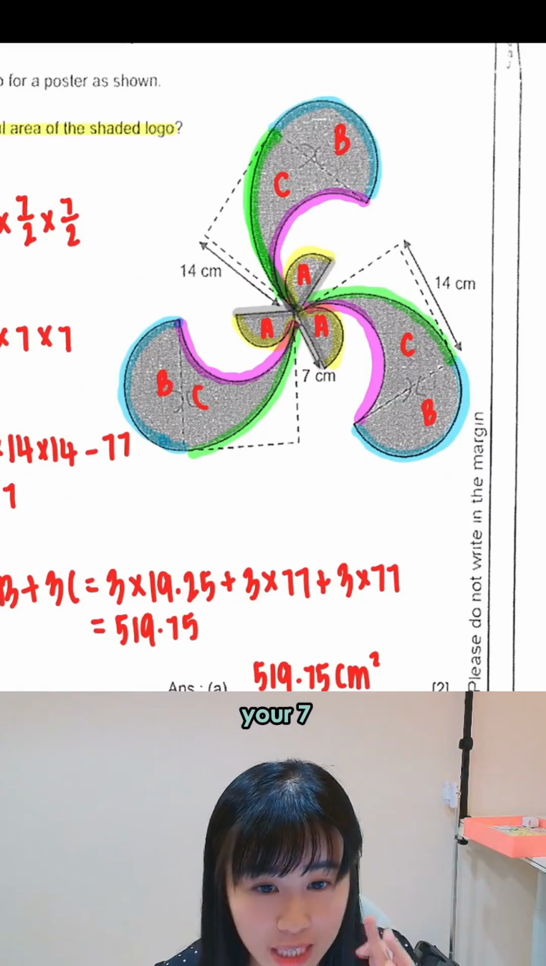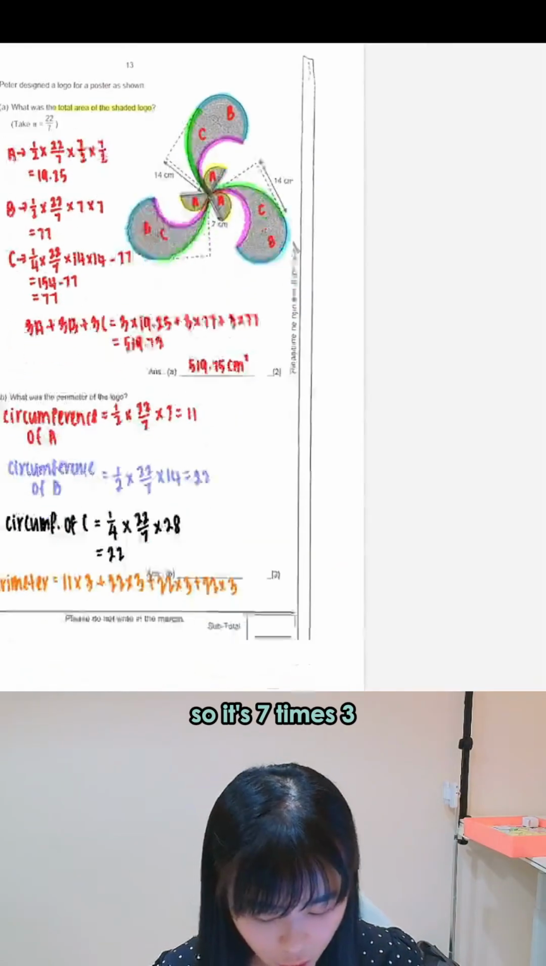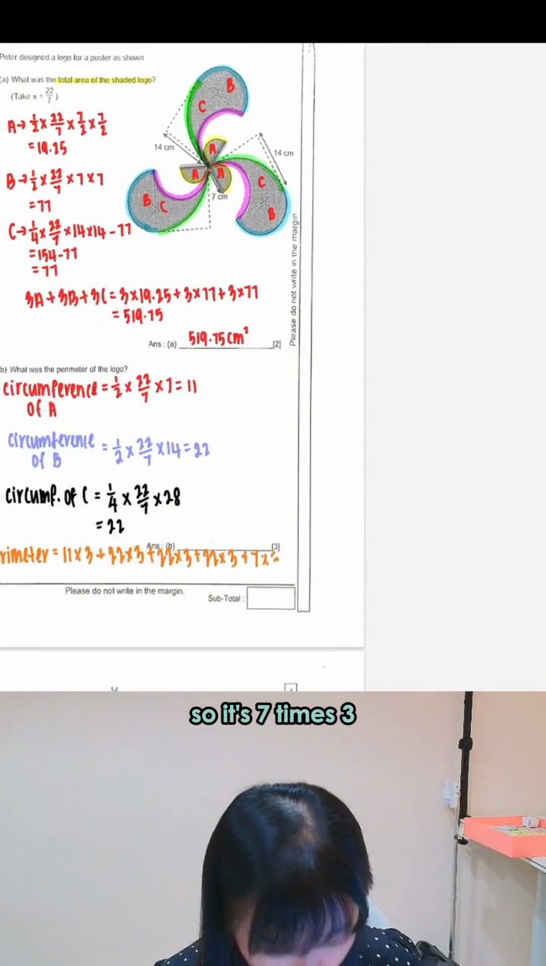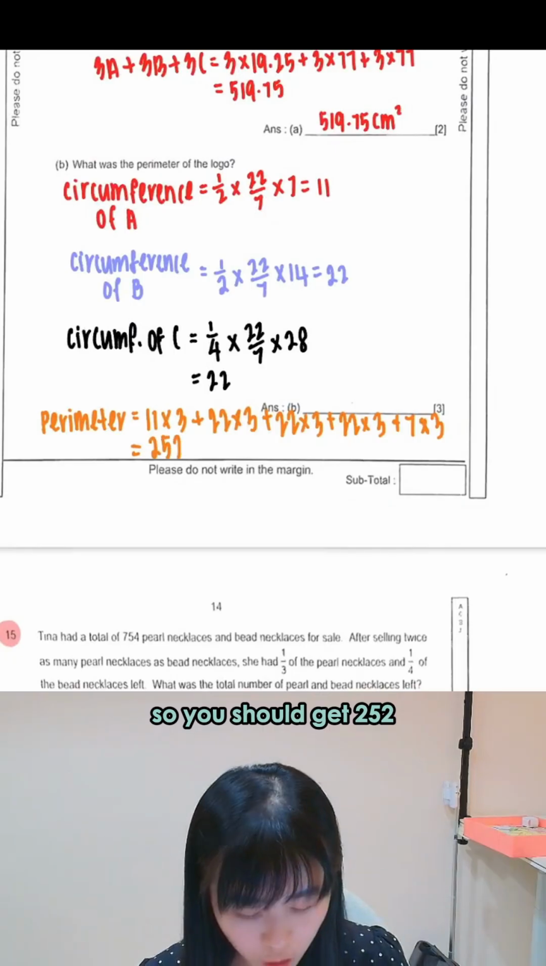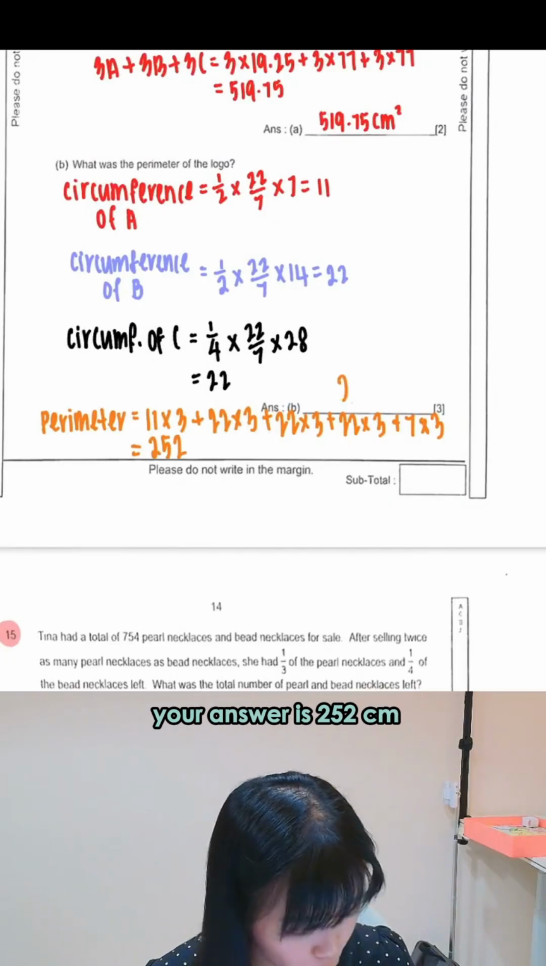Your 7, 7, 7. This is a 7, right? So it's 7 times 3. So you should get 252. Your answer is 252 cm.